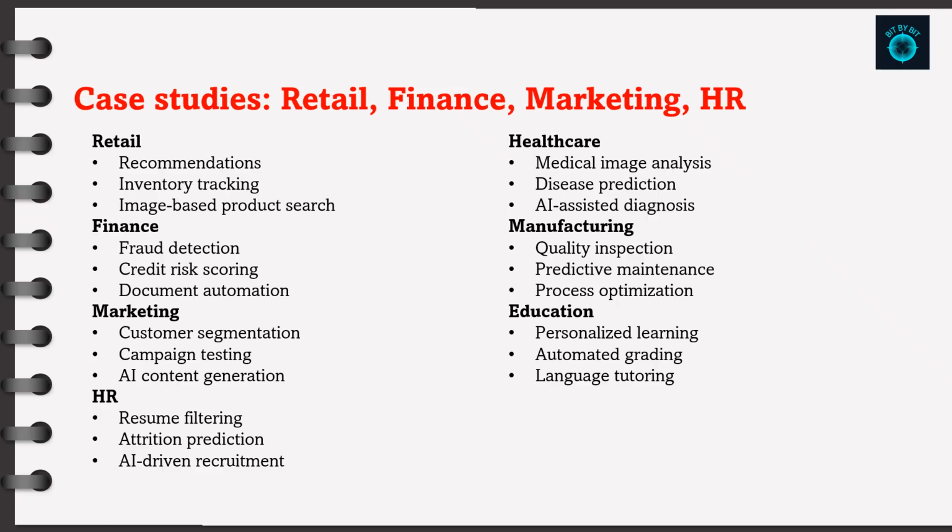Marketing teams use AI to segment customers, test and adjust advertising campaigns, and generate content like ad copy or emails with large language models. In human resources, AI helps screen resumes, predict employee attrition, and power chatbots that assist candidates during hiring. Healthcare is a major area for AI.